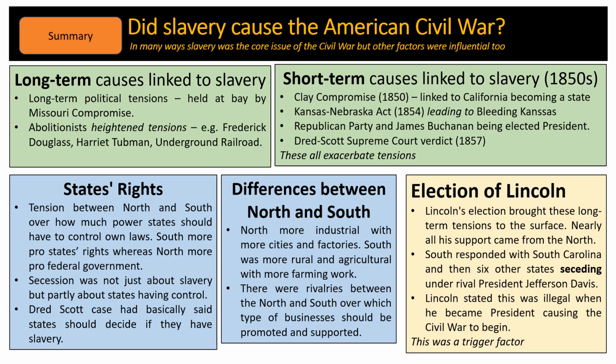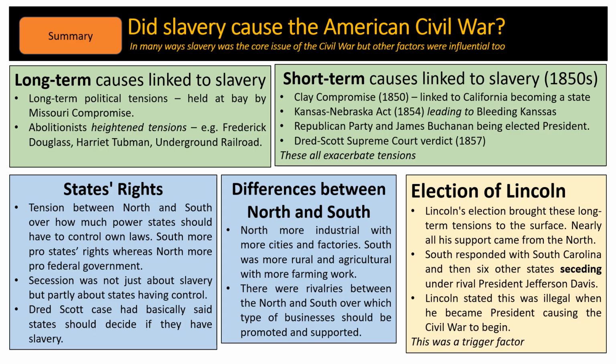But there are also differences over states' rights. There's tension between the North and the South over how much power states should have to control their own laws. The South were more pro-states' rights, whereas the North were more pro-federal government. Secession was not just about slavery, but partly about states having control. For example, the Dred Scott Supreme Court case of 1857 had basically said that states should have the right to decide if they have slavery, but it's also about the right to decide other things in the states as well.